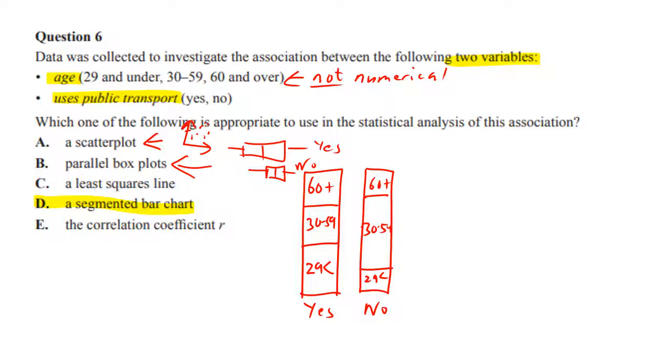A least squares line, I mean, that's nonsense. And the correlation coefficient R, that's nonsense. That's just random guessing. A lot of people aren't familiar with this idea of segmented bar charts, but instead of pie charts comparing percentages, you would actually use segmented bar charts.